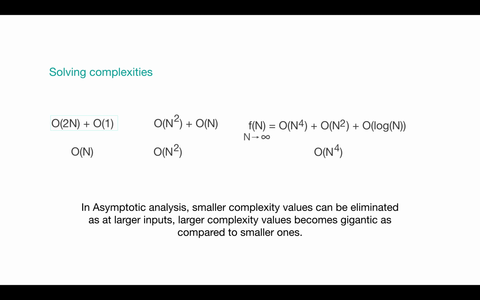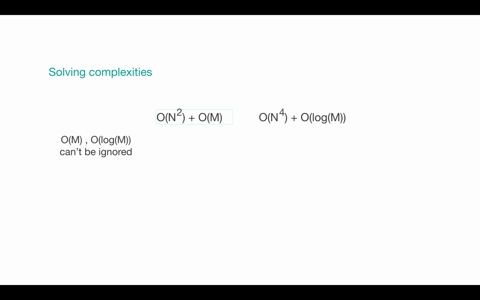Another important thing to mention here is that suppose you have more than one type of input and your algorithm has complexity like O(n square) plus O(m), or something like O(n raised to power 4) plus O(log m). As both inputs are different and cannot be compared and eliminated, in these cases the complexity will be O(n square plus m) and O(n raised to power 4 plus log m).